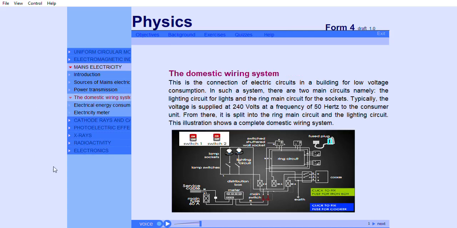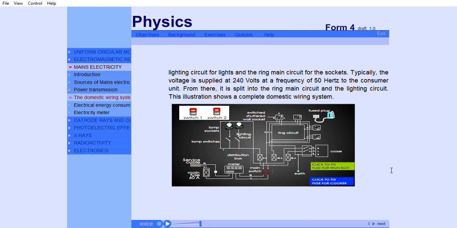The domestic wiring system. This is the connection of electric circuits in a building for low voltage consumption. In such a system, there are two main circuits, namely the lighting circuit for lights and the ring main circuit for the sockets. Typically, the voltage is supplied at 240 volts at a frequency of 50 Hz to the consumer unit. From there, it is split into the ring main circuit and the lighting circuit. This illustration shows a complete domestic wiring system.